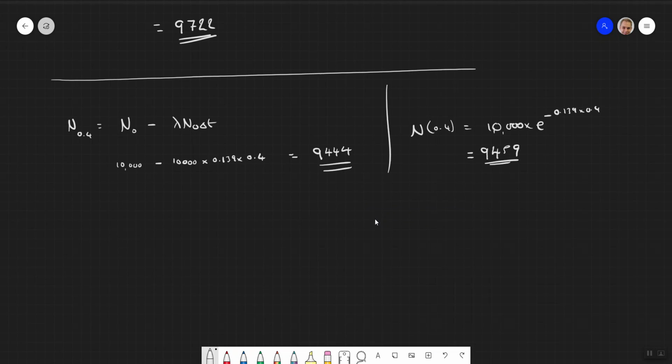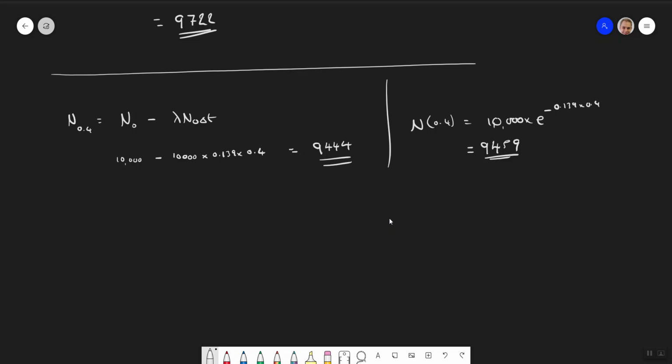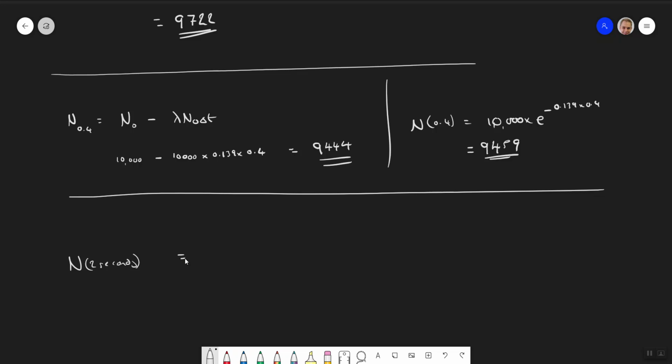And this can become somewhat ridiculous, because if you take it over the timescale of something where there definitely is a half-life, there would definitely be a difference. What would happen if we tried to do this for 2 seconds? We would have 10,000 minus 10,000 times 0.139 times 2. We would have 10,000 minus 2,780.